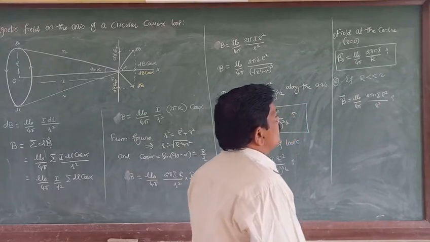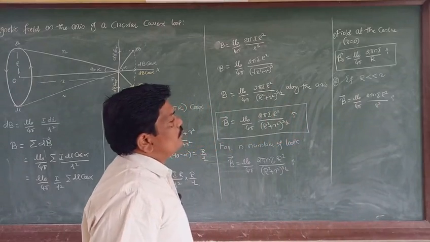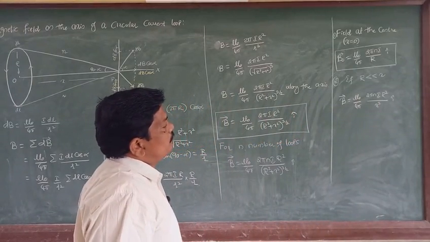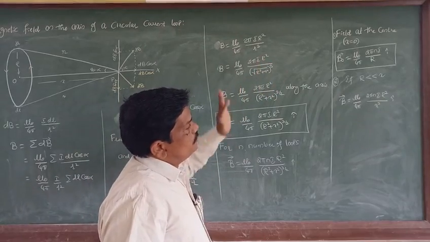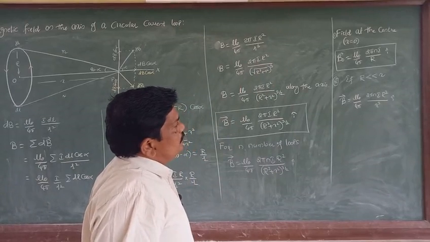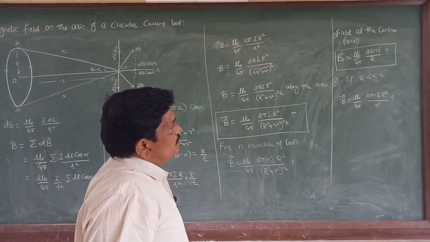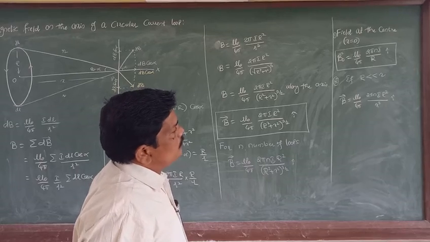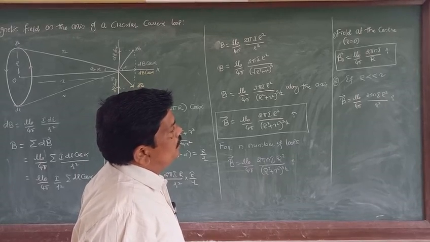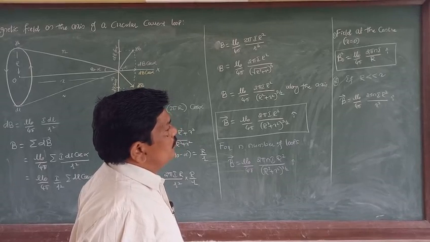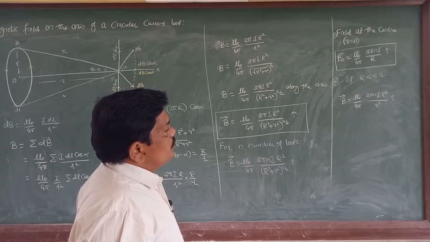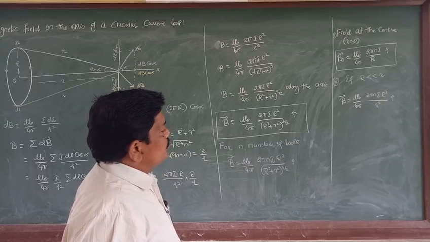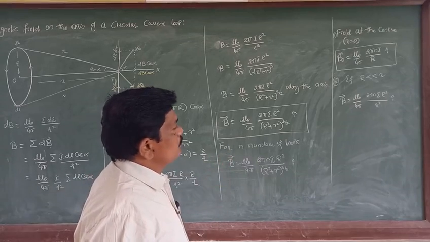So this special case is if r is very small as compared to x. And the first one is x equal to 0, where we get the field at the center as mu naught upon 4 pi, 2 pi n I upon r into I cap. Clear? So this is a special case of this expression.